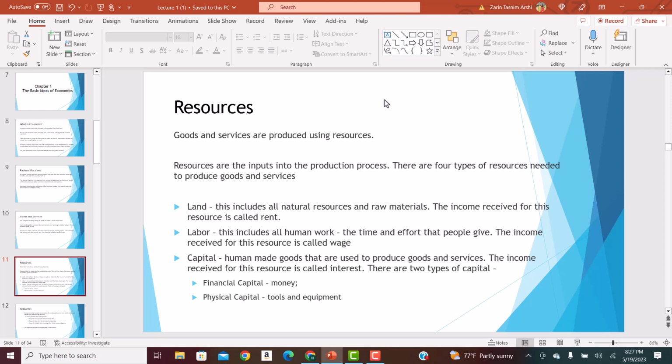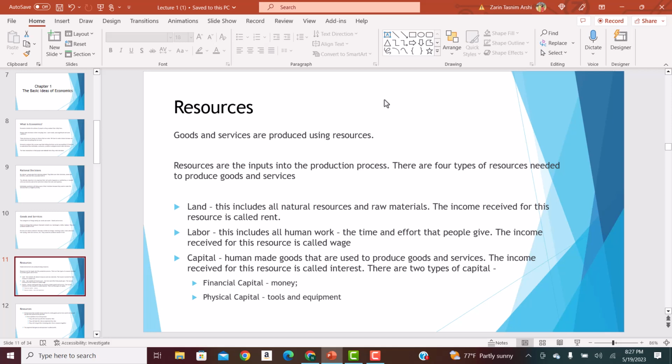The first one is the land. Land basically includes all natural resources and raw materials. So if the shirt is your final product, then a land resource will be the cotton or silk. So that's a land resource. The income received for this resource is called rent. So whenever someone owns land and they get income for that resource, that income is called rent.